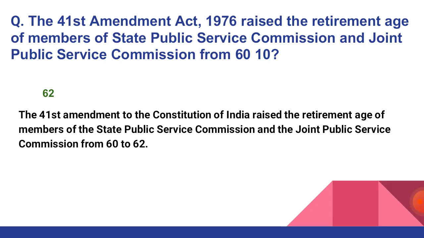And next question. The 41st Amendment Act 1976 raised the retirement age of members of the State Public Service Commission and Joint Public Service Commission from 60 to what? Here the correct answer is 62. The 41st Amendment to the Constitution of India raised the retirement age of the members of the State Public Service Commission and the Joint Public Service Commission from 60 to 62.